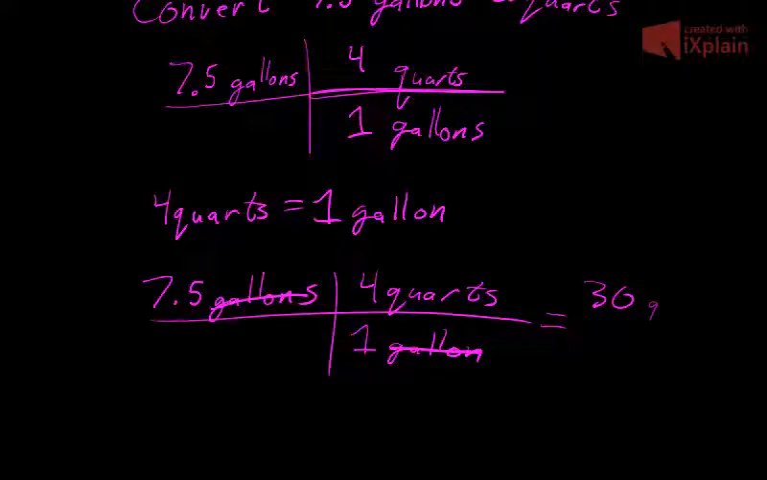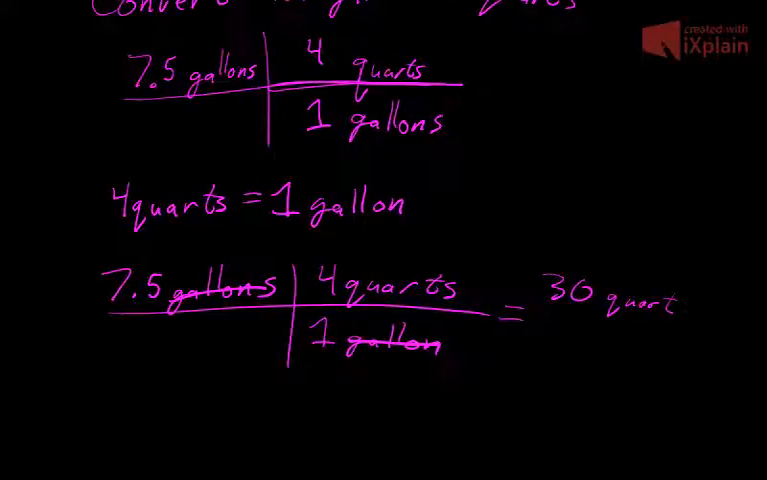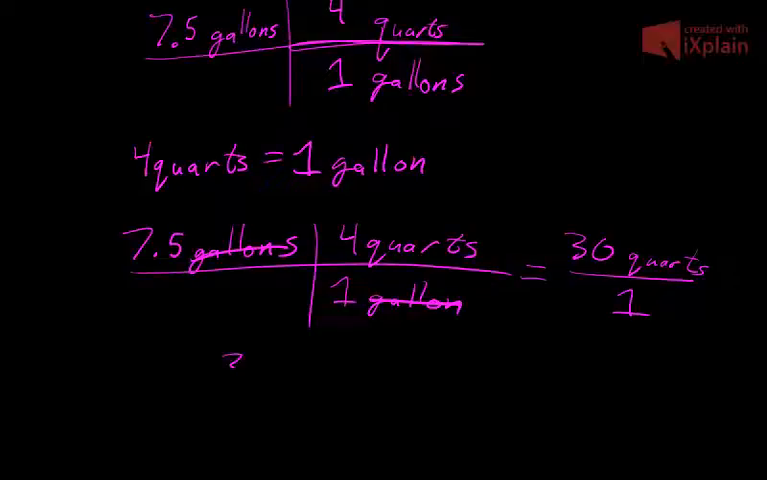We have quarts on top. Quarts. That's going to be divided by the 1 that's on bottom. So we can say that is 30 quarts. And that's basically how that worked.